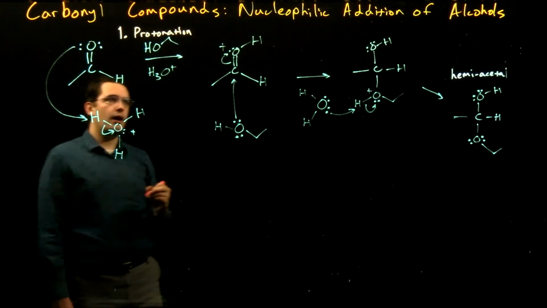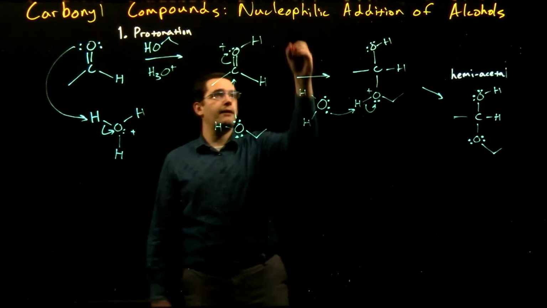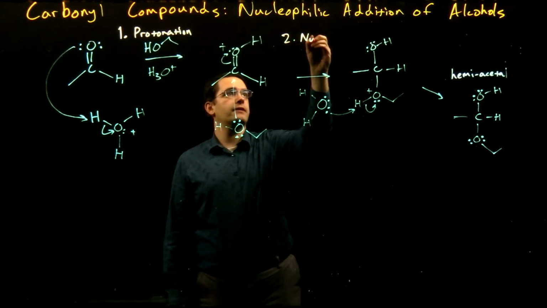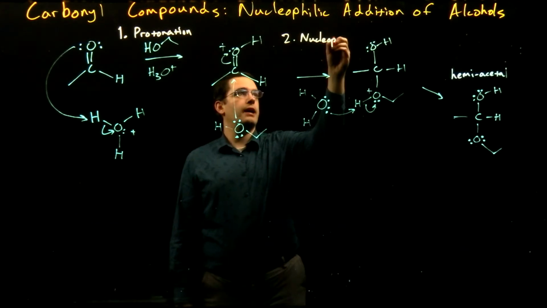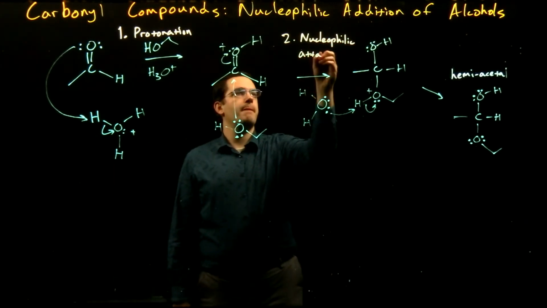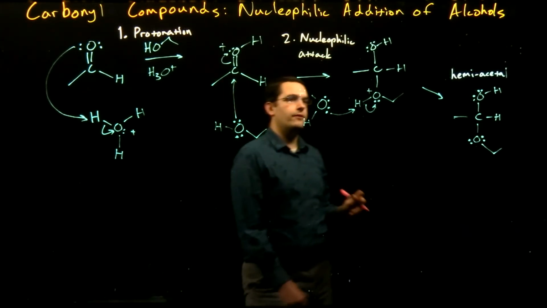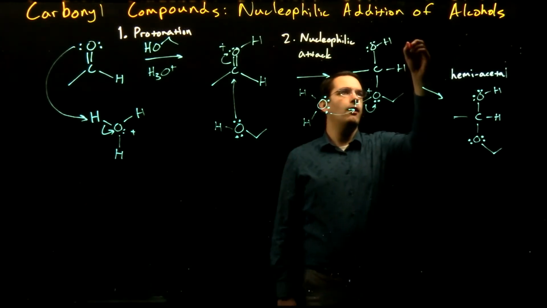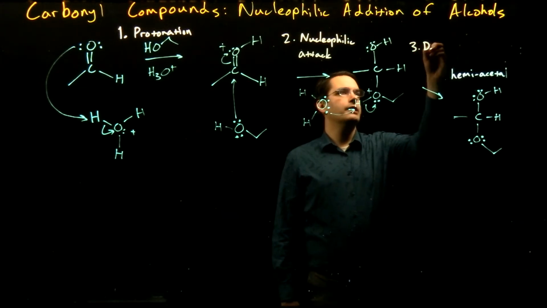That prepared our carbonyl for the nucleophilic attack, which of course is our second step. So we attacked with our nucleophilic alcohol. And then of course in the third step, we're just deprotonating that alcohol in order to get our initial product.